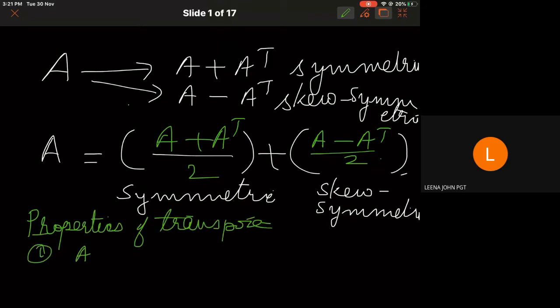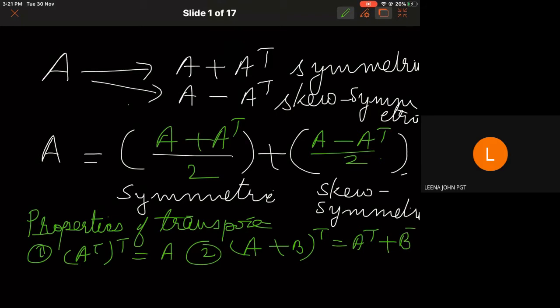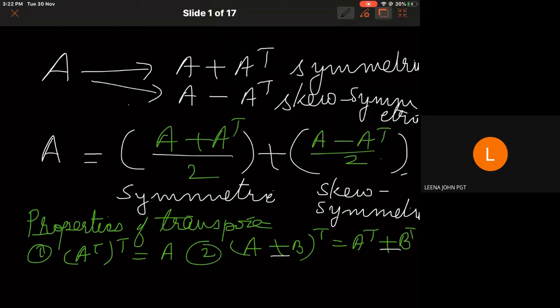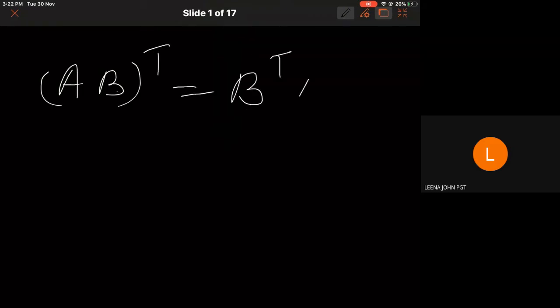Property: A transpose whole transpose equals A. Second, (A plus B) transpose equals A transpose plus B transpose. This is true for minus also; A plus or minus B, here plus becomes minus. Then the third property is very important. That is (AB) whole transpose equals B transpose into A transpose.